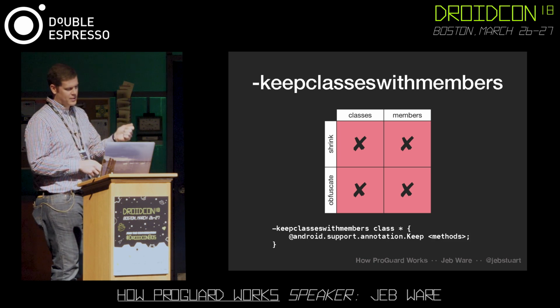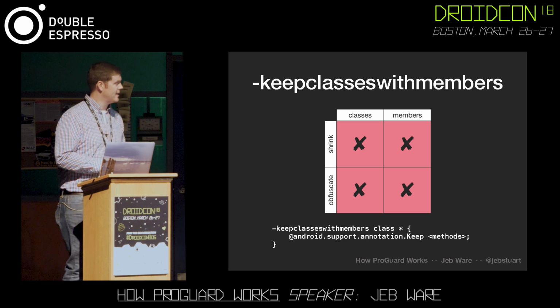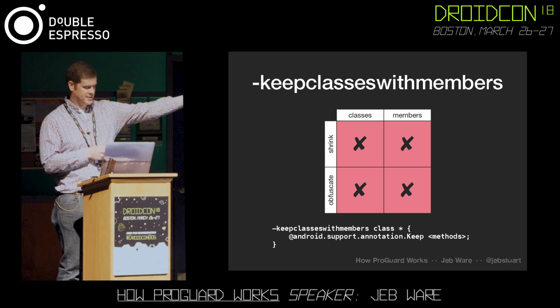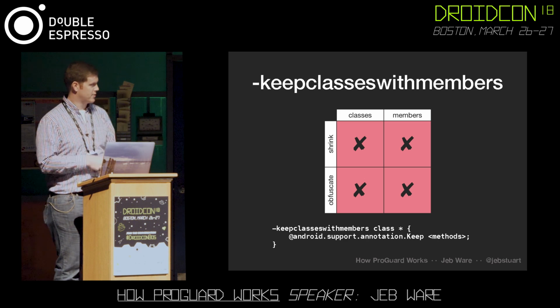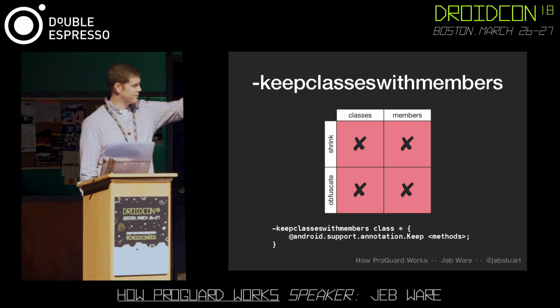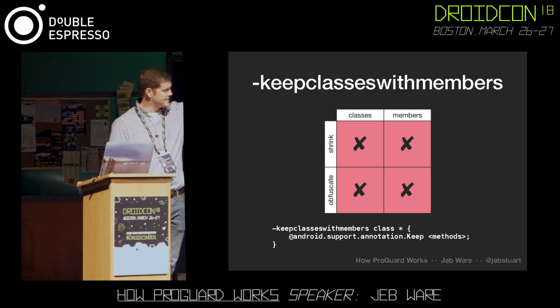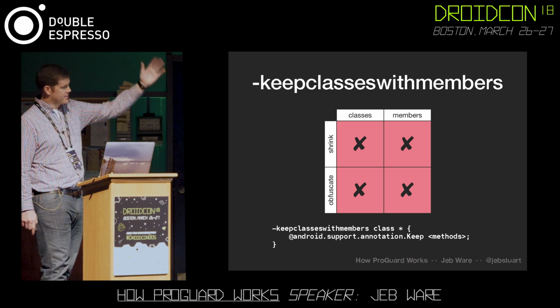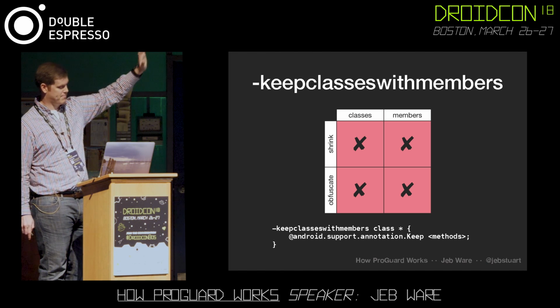Keep classes with members is kind of a variation on that. It only applies if the class has the members that are named in the class specification. So the previous one applied to all class members, whereas this one applies only if you have a class member annotated with the keep annotation. But again, once you have that, you can't shrink or rename any of it.